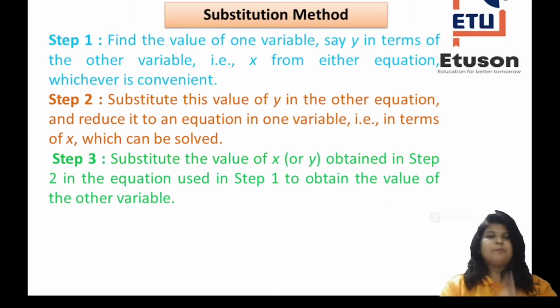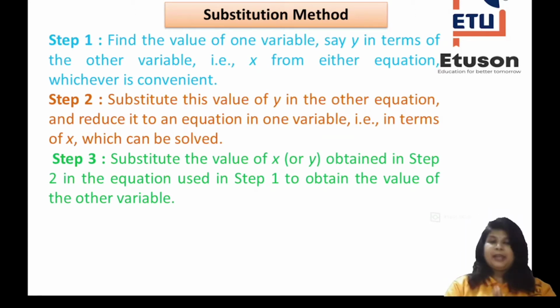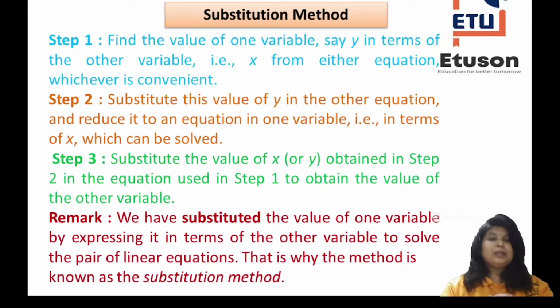That is step 3. Substitute the value of x obtained in step 2 in the equation used in step 1 to obtain the value of the other variable. Okay, so it is that simple. So why are we calling it the substitution method? Because we have substituted the value of one variable by expressing it in terms of the other variable to solve the pair of linear equations. That is why the method is known as the substitution method.